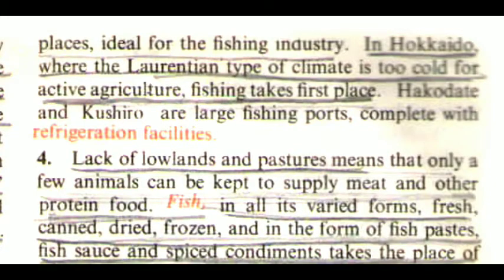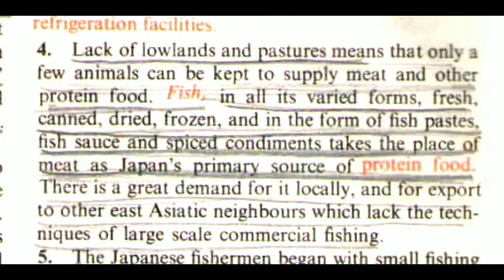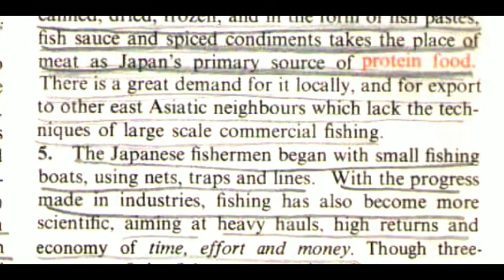The fourth one, lack of lowlands and pastures means that only a few animals can be kept to supply meat and other protein food. Fish in all its varied forms, fresh, canned, dried, frozen, and in the form of fish pastes, fish sauce, and spiced condiments takes the place of meat as Japan's primary source of protein food. There is a great demand for it locally and for export to other East Asiatic neighbors which lack the techniques of large-scale commercial fishing.